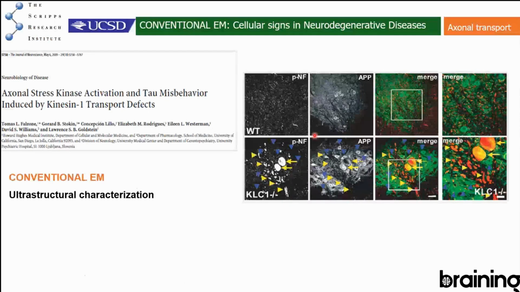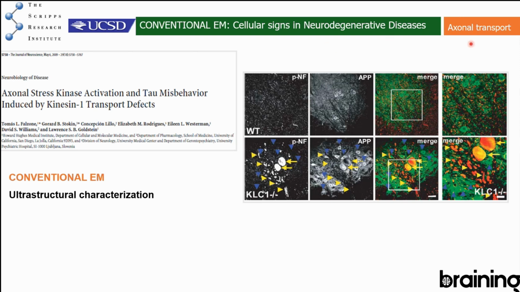Okay. So this is another example. This is actually also conventional EM. I'm going to be telling you here whether it's conventional EM or immuno-EM and so on. Okay. So this is another paper in which we checked the cellular signs in a neurodegenerative disease, and actually in a model of Alzheimer's disease.